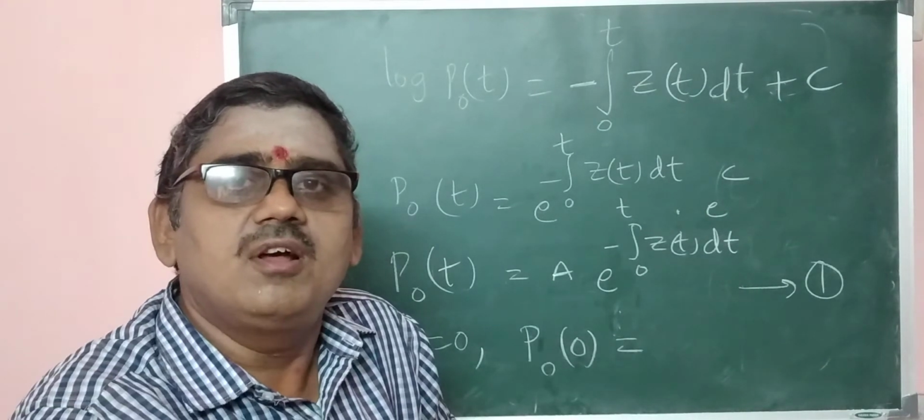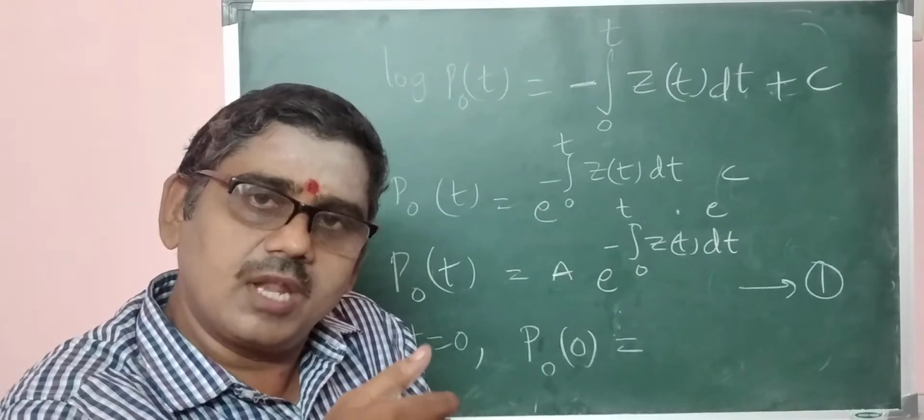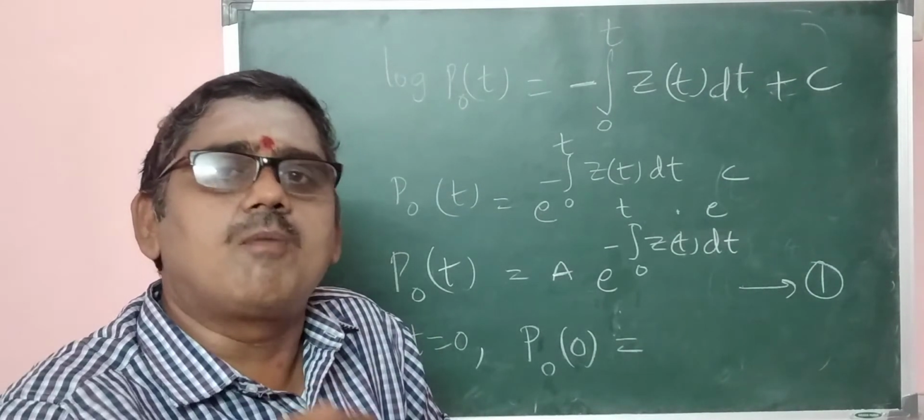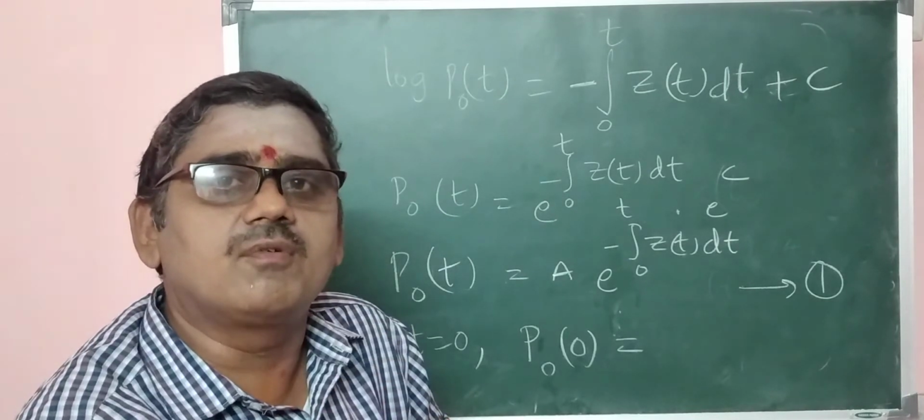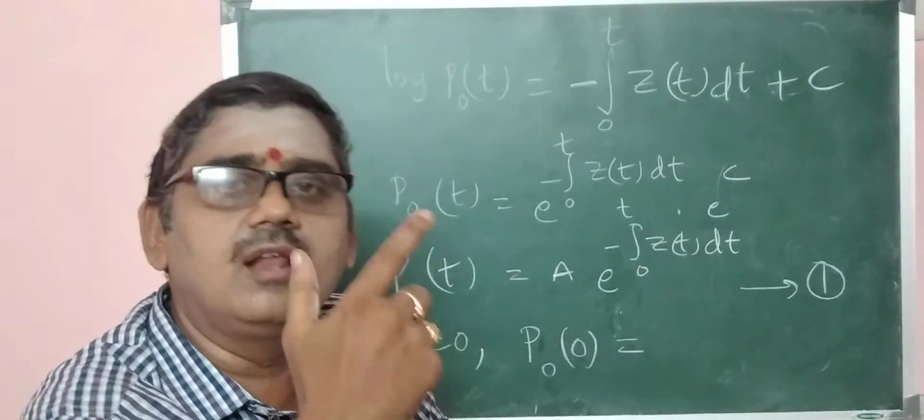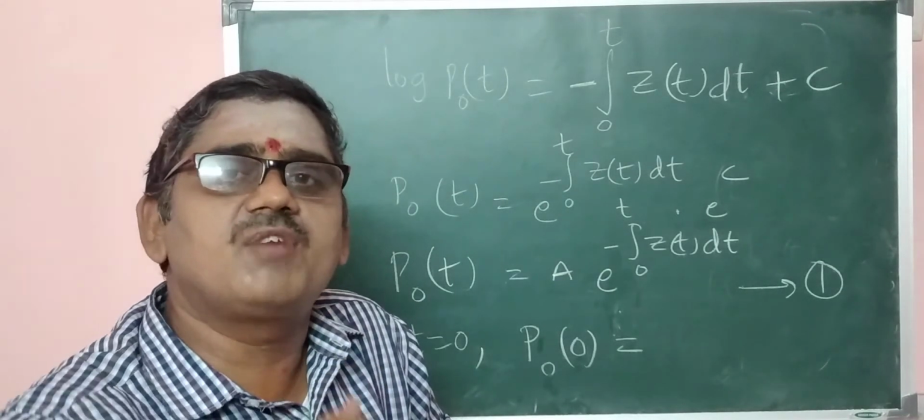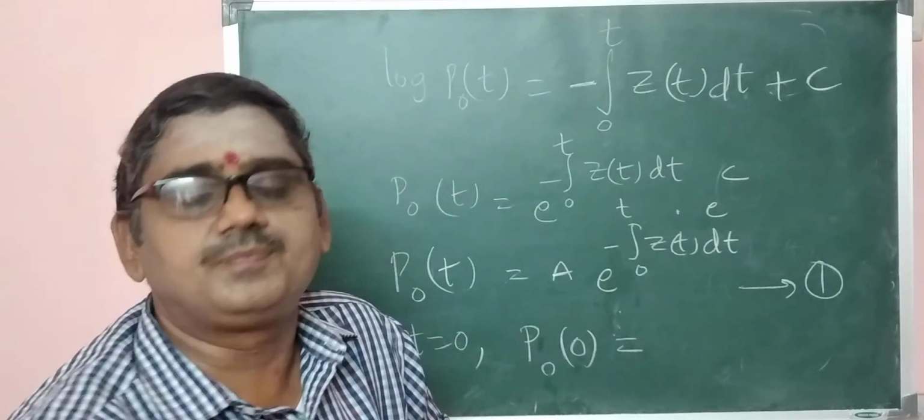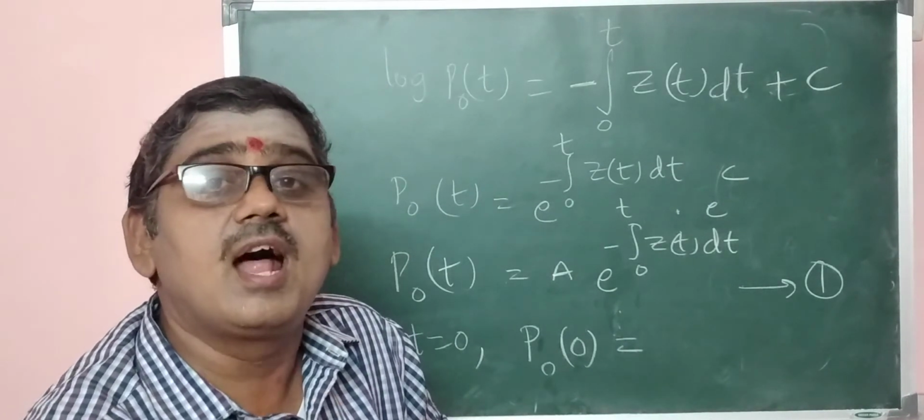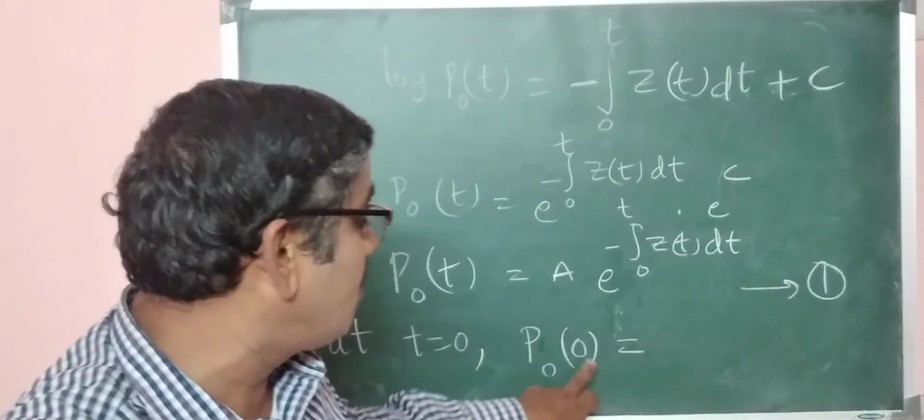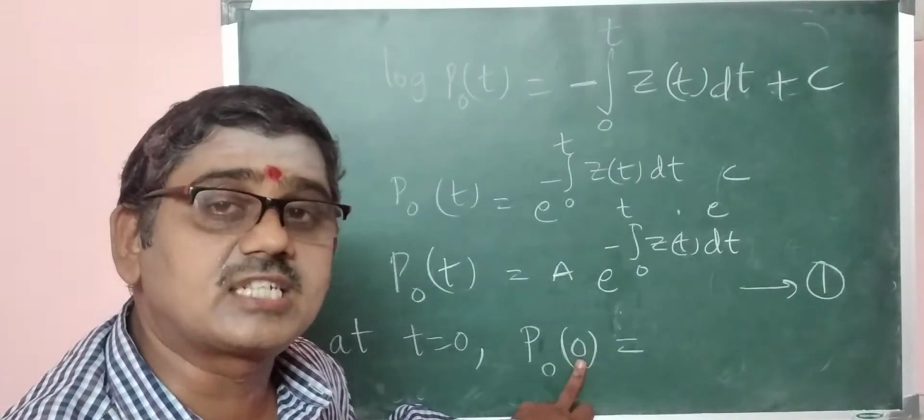So therefore, now you come back. Probability of a component will not fail, that is, the component will survive. The component will not fail at the beginning of the test. Zero means time period t is equal to 0, at the beginning of the test, at the starting time period.